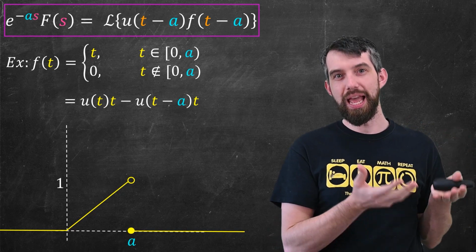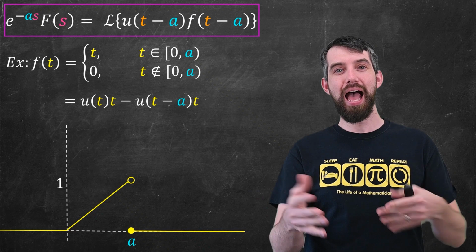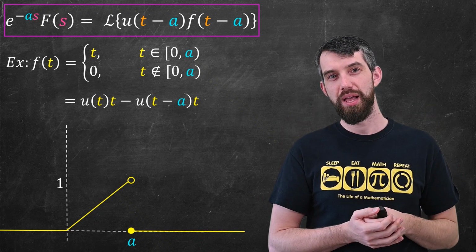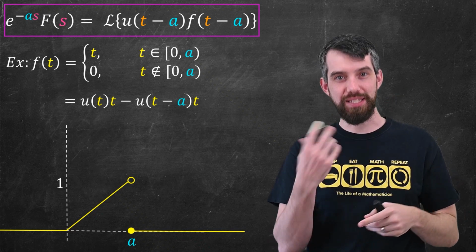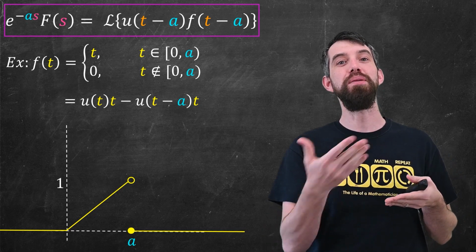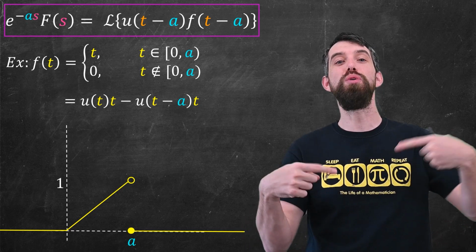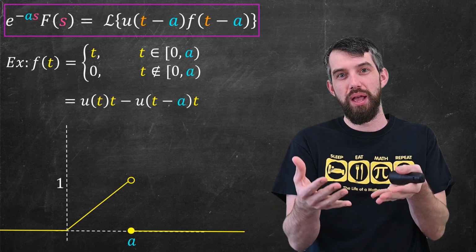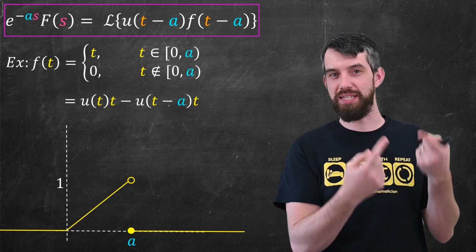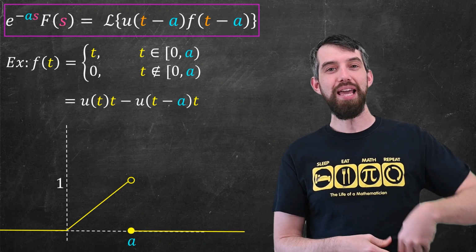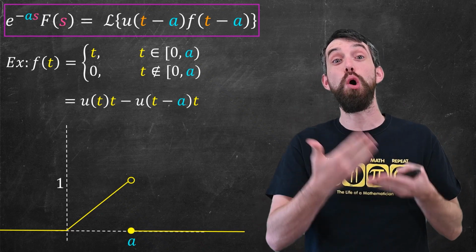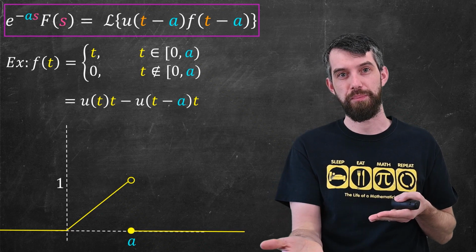But I can't just have u of t times t, because after the value of a, my function needs to go back down to 0 again. So notice what I do. I subtract off a step function times t. The step function is u of t minus a, which means that step function only kicks in and starts being non-zero when t is greater than a. And then I'm multiplying it by t, and the reason is that I get a t from the first term, and if I subtract the t from the second term, it's going to go down to 0, and I know I want it to be 0 when t is greater than a.